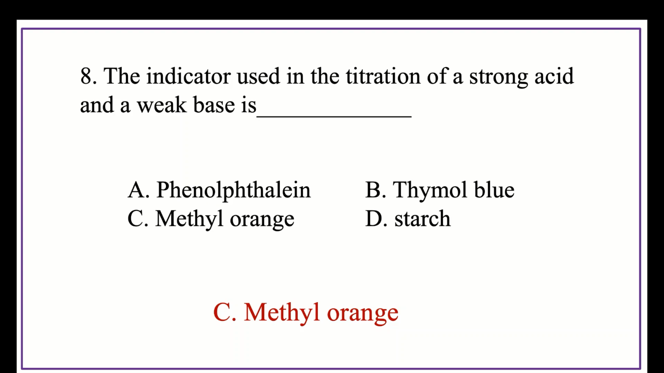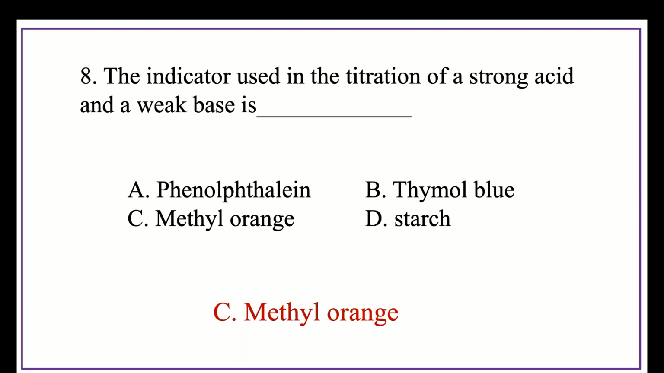As we have seen, it has a 3.1 to 4.4 pH range. So it shows the change in the acidic medium, and for a weak base it can show below 7, so it is about above 4.4. So methyl orange can be used. We cannot use phenolphthalein or thymol blue. And starch is a type of redox indicator.